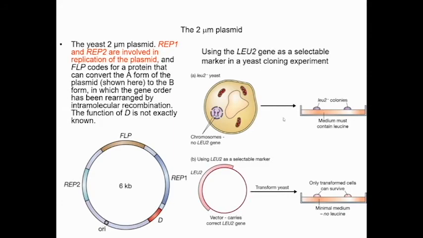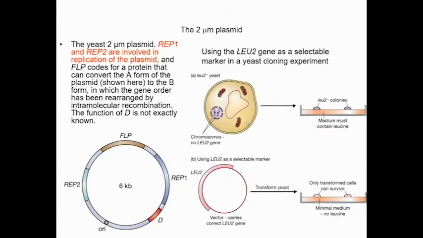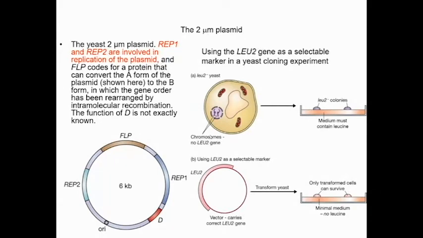So what is an auxotrophic mutant? It means, for example, that the chromosome has no LEU2 gene. It's commonly used for yeast vectors, because with an auxotroph, if you provide media that lacks one specific amino acid, the yeast will not be able to survive. That's called an auxotrophic mutant.